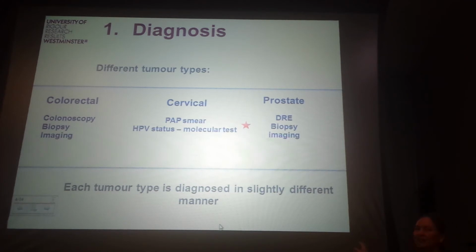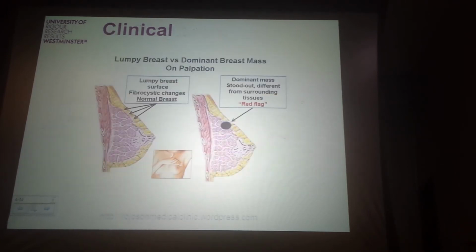So basically, each tumour type is diagnosed differently, but the principle is the same. It's imaging, it's clinical, and it's sampling, it's biopsy, yeah? Depending how you do the clinical is going to depend on the anatomical site. And remember that the palpation is about 1 centimetre, maybe a little bit less cubed, round about 1 billion cells, okay?